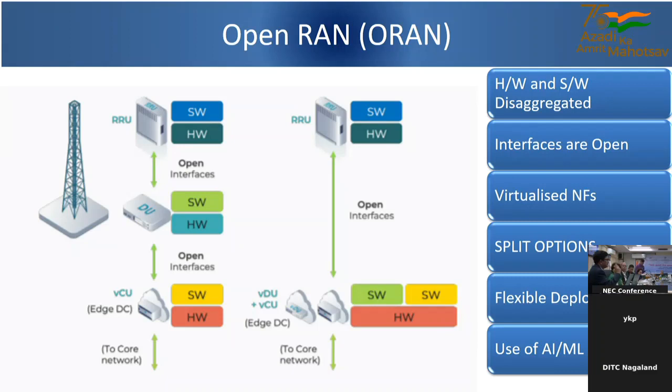One of the important aspects is the use of artificial intelligence and machine learning in the radio network itself, which the Open RAN architecture has enabled. So all that mobility management I was talking about, handoff from one tower to another, or quality of service, those management tasks can move from manual to automatic using AI/ML concepts.